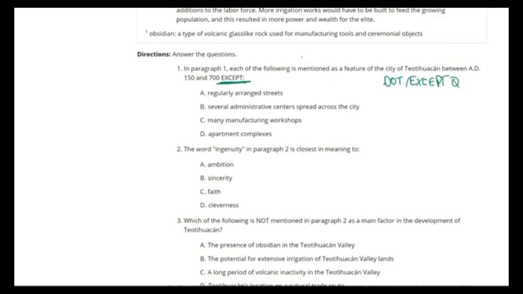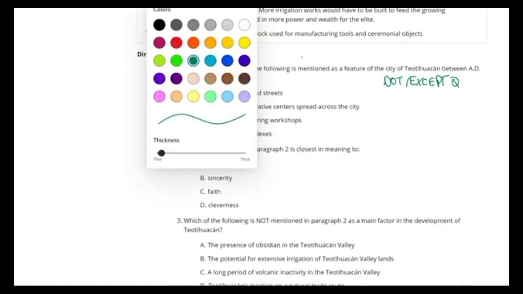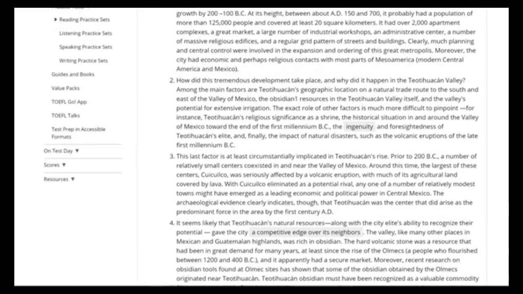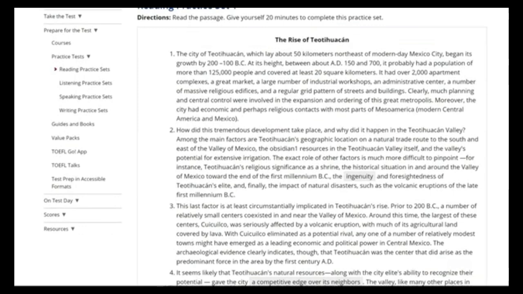These questions ask you to find the answer that is not mentioned in the text. So let's have a look at the answers. A says regularly arranged streets. B talks about administrative centers. C talks about manufacturing workshops. And D about apartment complexes. Let's have a look at paragraph 1 because this is where we can find the information. And let's have a look what could be features of the city and what are not features of the city. So let's start with the first sentence.